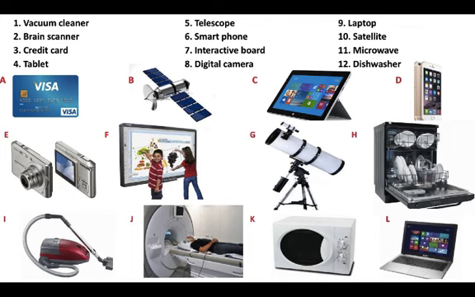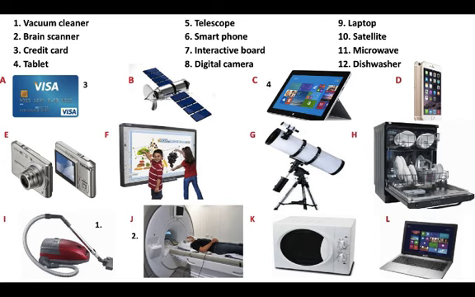First of all, so, what is a vacuum cleaner? It's an I. Vacuum cleaner. I. Vacuum cleaner. It's a respirator. We use it for what reason? To clean the carpets. Alright? So moving on. Speaking about brain scanner. It's a J for sure. 3. Credit card. A. Tablet.